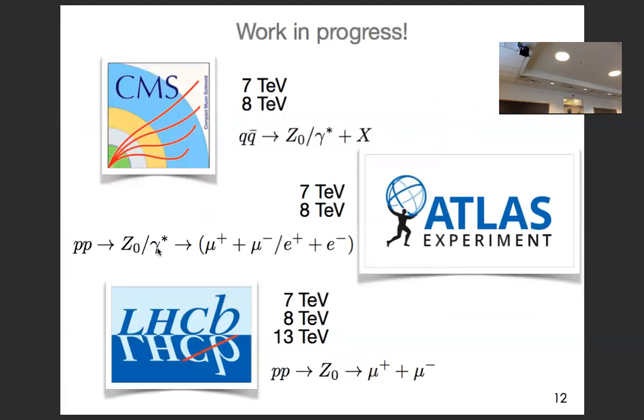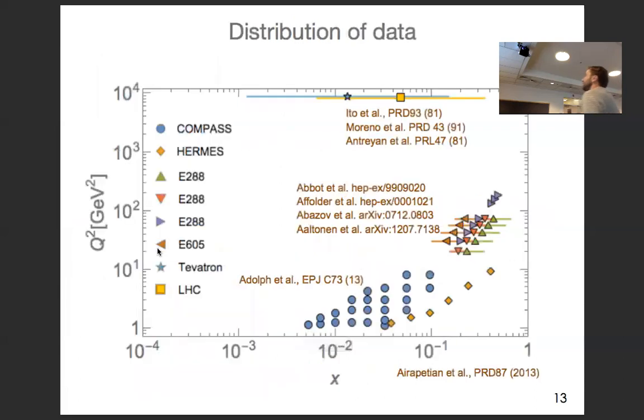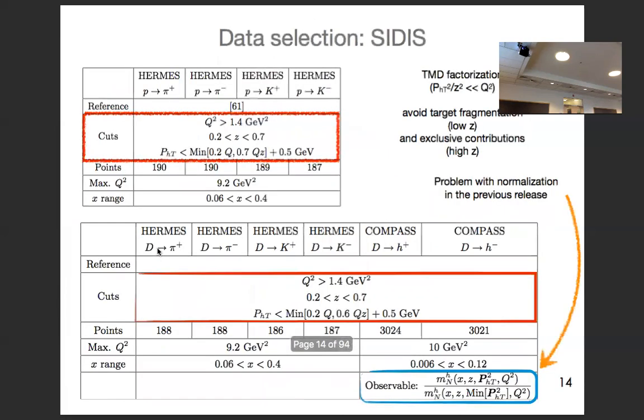This is really a task for global fit. This is the x-Q² distribution of data. I will skip it because you all know. And these are our data selection for SIDIS. We want to make sure that we are well inside the TMD factorization region, and we want to make sure that we avoid target fragmentation and exclusive contribution from low z and high z. So these are our selection cuts that leaves this number of points after cuts for HERMES and for COMPASS here.